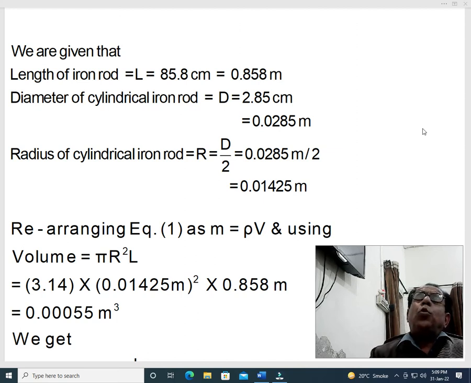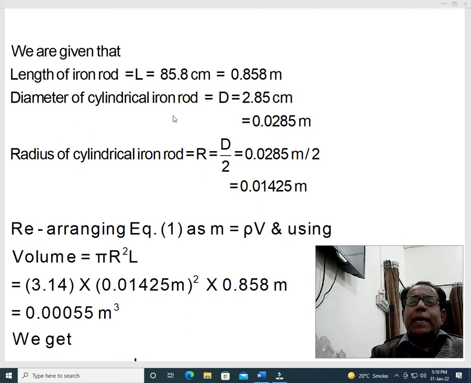Here there is no need to write it as L. It is just for our convenience, because in the next part of this solution we will come towards the formula for volume, in which length will be used and we will use L in that formula. This is just the reason that we have denoted 85.8 centimeter by L.